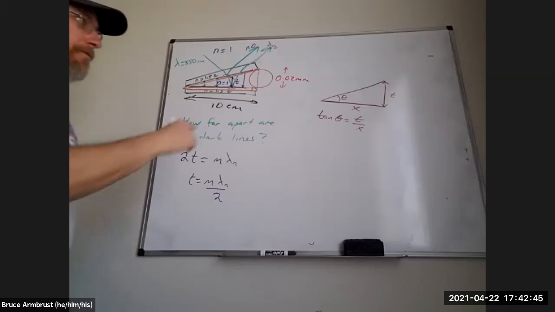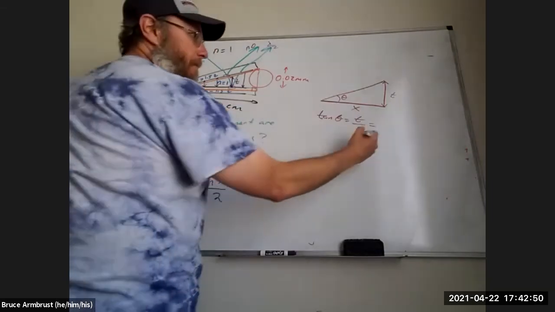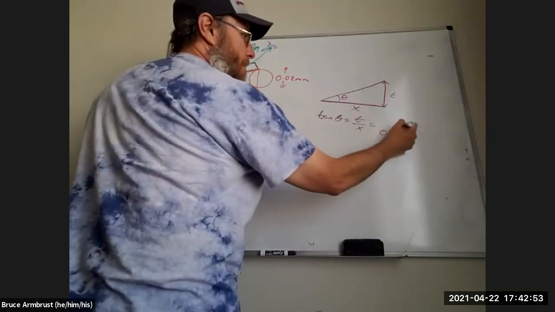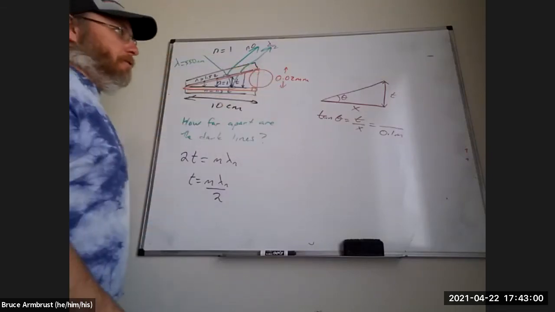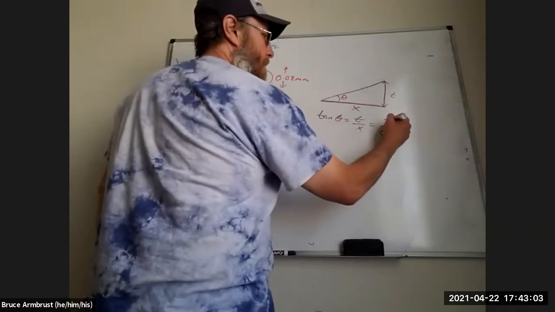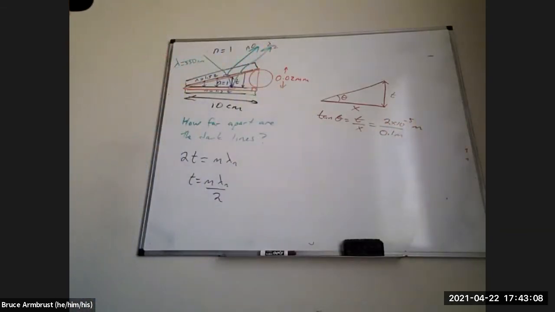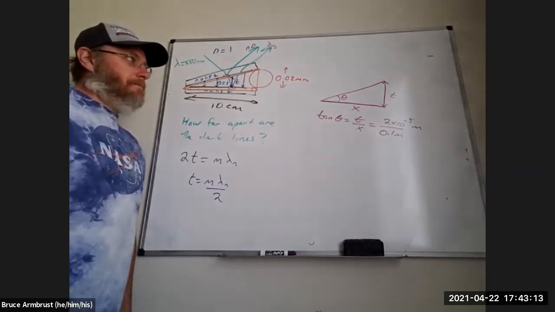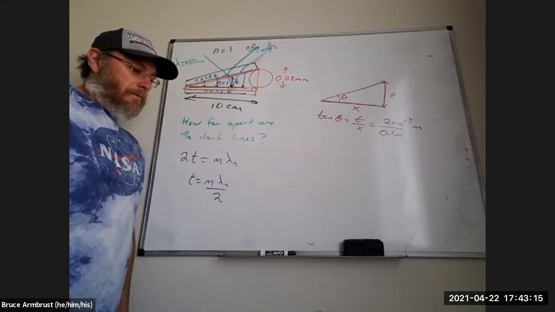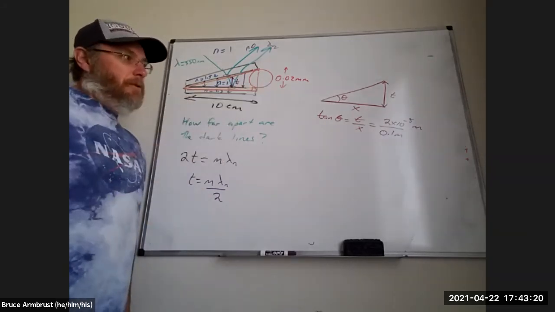And if we use those same ratios, we see the horizontal length is 10 centimeters. So I'm going to go ahead and convert that to meters, so 0.1 meters. And then the thickness is the 0.02 millimeters, which is going to be 2 times 10 to the minus 5 meters. Right, because 2 millimeters would be 2 times 10 to the minus 3, and then we move the decimal 2 more spots.